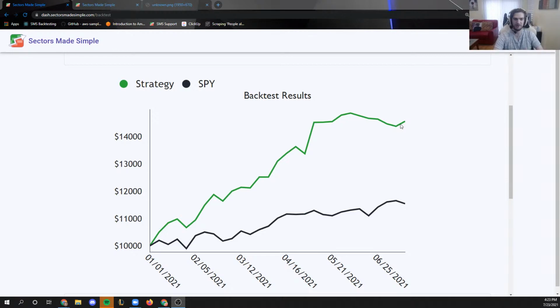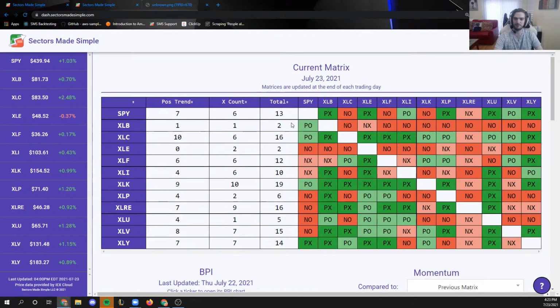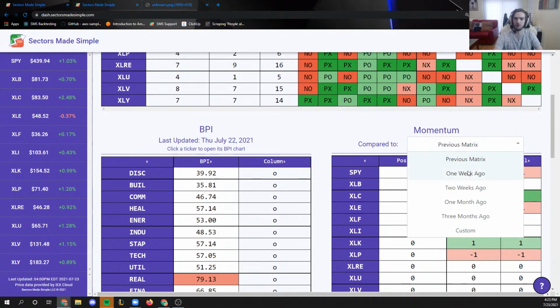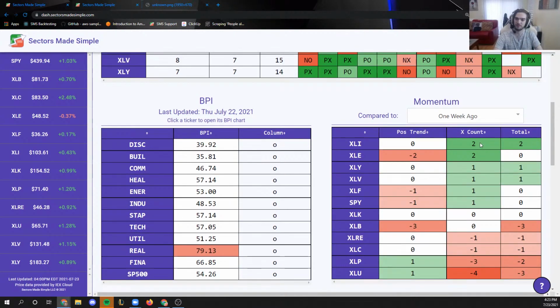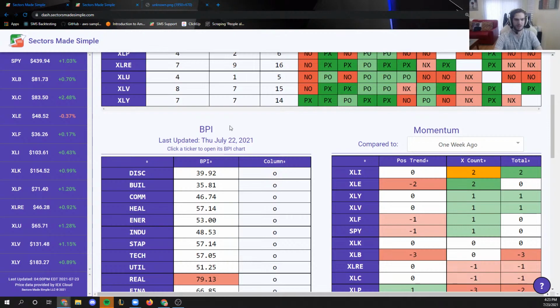The only thing we did was in the morning, after the market opens, we look at the matrix, we go to our 1 week ago momentum, sort by X, buy the one that has the highest X count above 2. If there is no sector that has an X count momentum of 2 or more, we hold cash. We sell what we had before and we hold cash. Thank you. See you again next week.